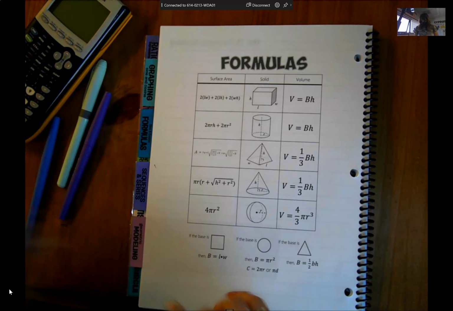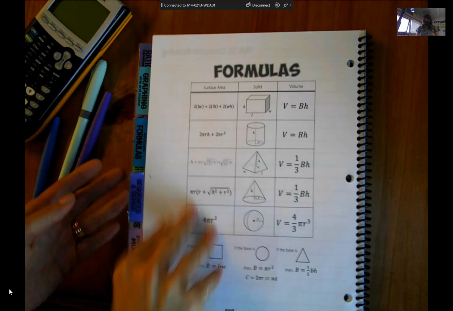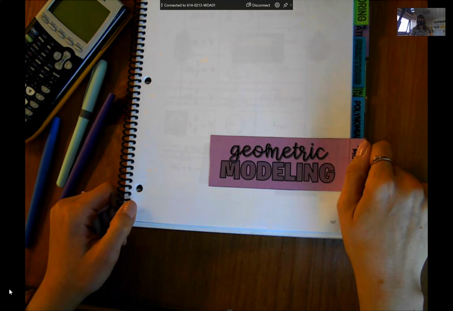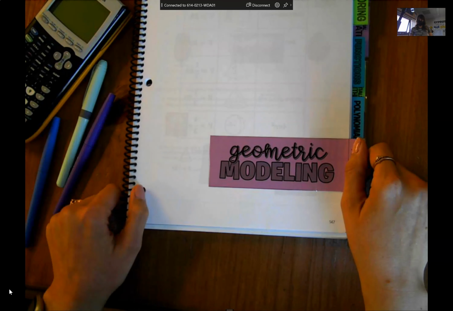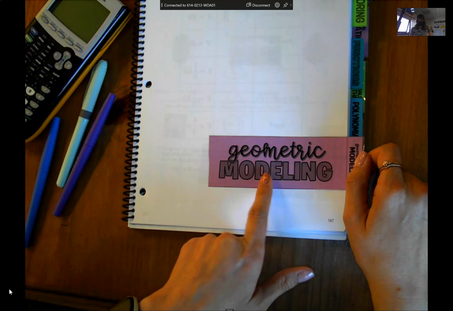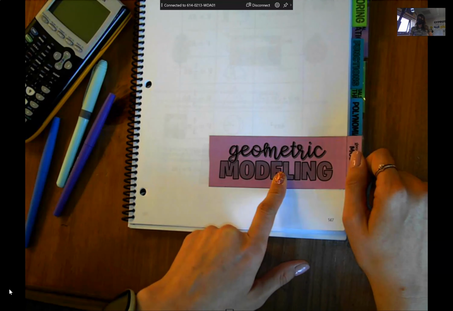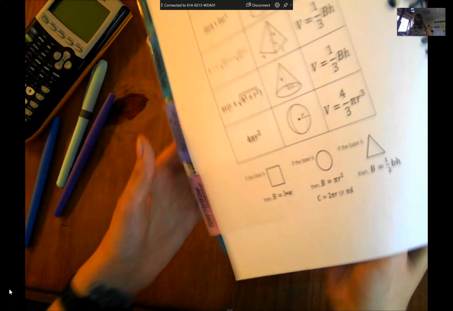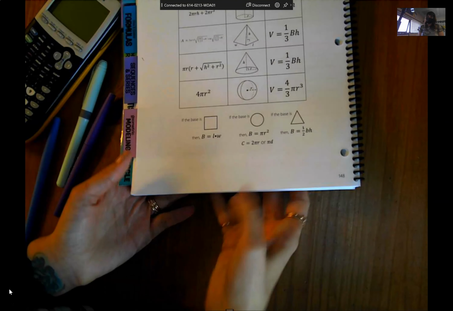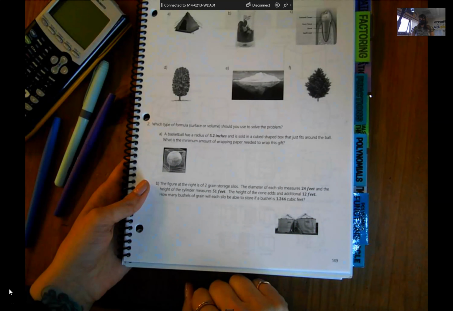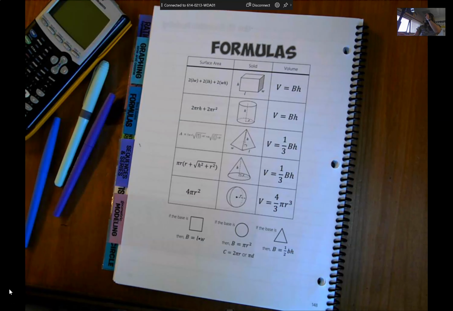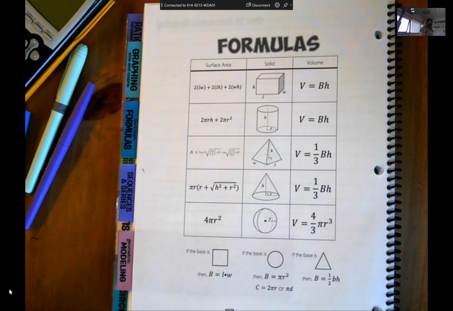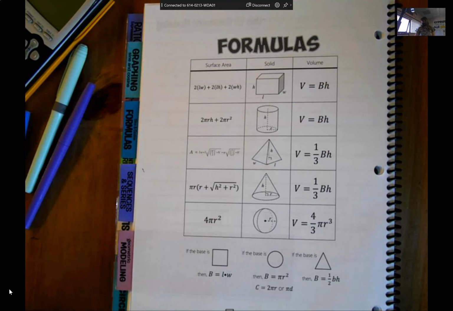I hope so. Today we are skipping up to geometric modeling. Last time we finished Unit 11. We're going to skip Unit 12 and start back up on Unit 13, the last unit, geometric modeling. The notes we're doing today are pages 148 and 149. We're just going to go over the basics of three-dimensional shapes today. If you've taken art, this is probably going to be quite a review for you.